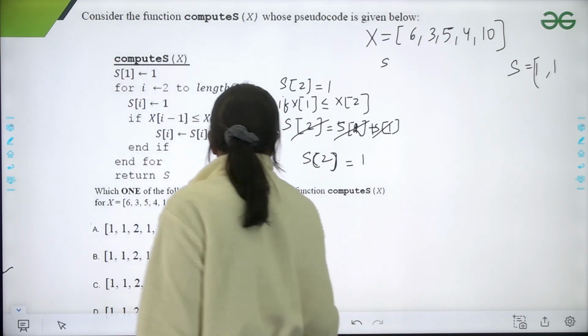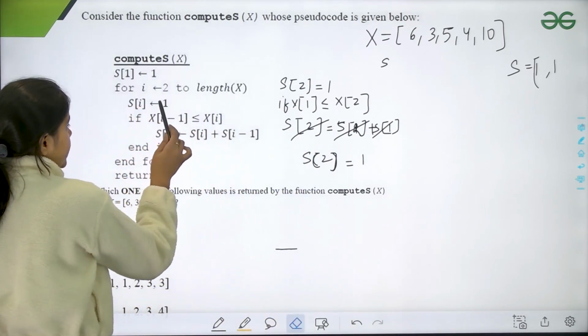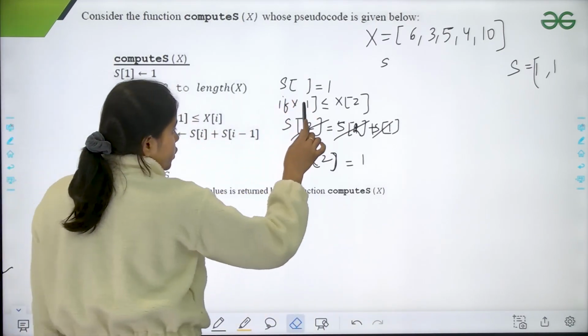Now it would run again for the next element. So what would it become? Now I would become 3, so S of 3 would become 1.